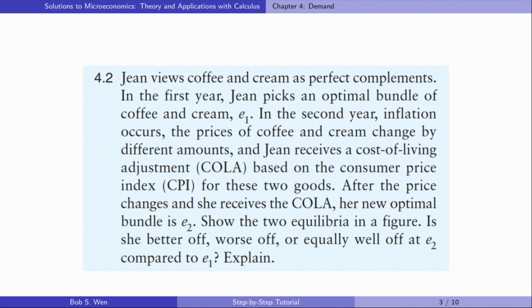After the price changes and she receives the cost of living adjustment, her new optimal bundle is E2. So the two equilibria in the figure: is she better off, worse off, or equally well off at E2 compared to E1? Explain.